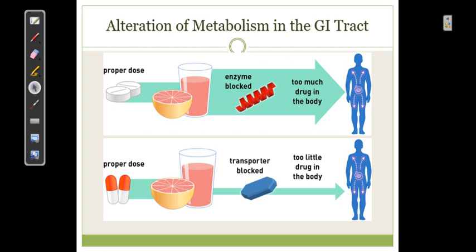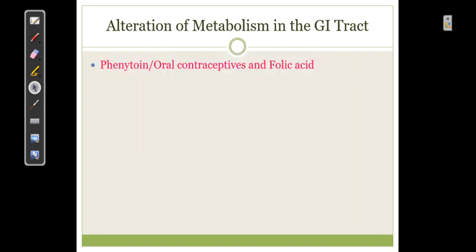With this, one more example in the same category, that is alteration of metabolism in the GI tract, and that is phenytoin with folic acid, or oral contraceptives with folic acid. You must have heard about such a scenario. For example, phenytoin sometimes leads to megaloblastic anemia.